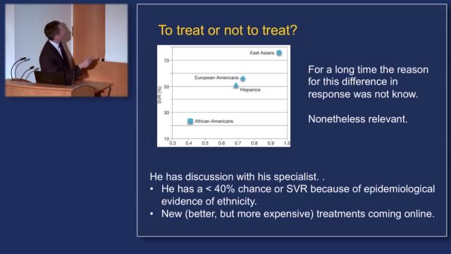So what this plot shows is that this SVR thing is effectively your chance of being cured by long treatment regimes. And you can see that African American individuals have a much less chance of responding to treatment than Europeans or Asians. And for a long time, the basis to this difference in response wasn't known. So he might have a discussion with his specialist who will point out that he's got a 40% chance of not responding to what's not very pleasant treatment, and that one option to him, because he was otherwise healthy, was to wait for new and better treatments to come online.